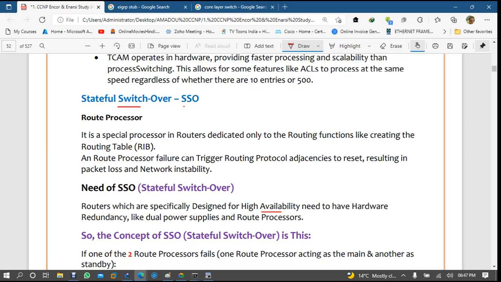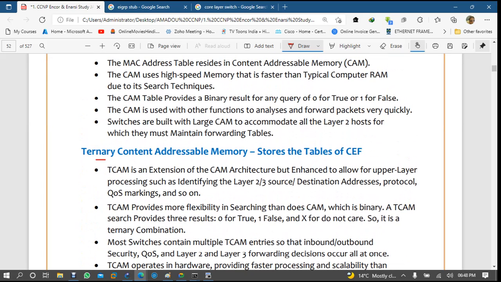Here we are talking about router memory. Forwarding decisions, the routing table, and the forwarding table are also stored somewhere, but these are all memory. Stateful switchover is used for this purpose. TCAM is used for a different thing, CAM is used for a different thing.